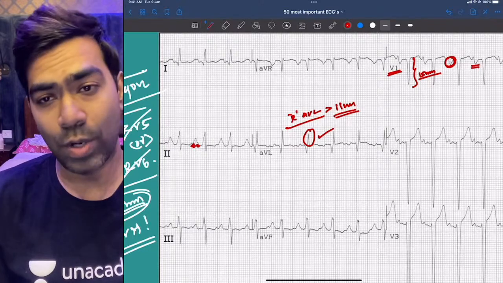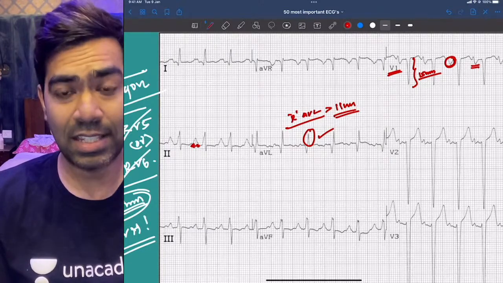Apart from that, we have Cornell's voltage criteria. We have something called the Romhilt-Estes index.